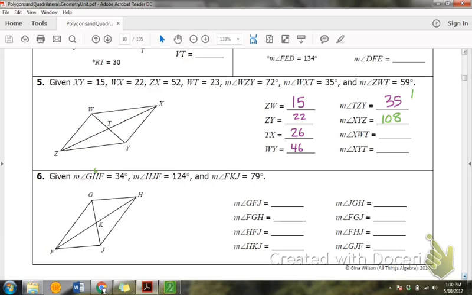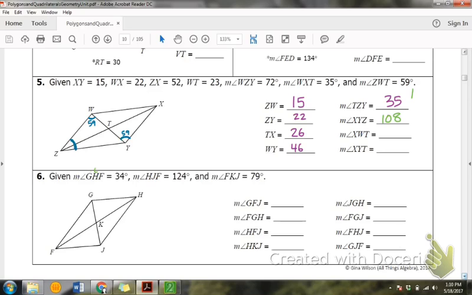Okay, angle XYT. Well, didn't they tell me up here ZWT is 59? Didn't they tell me this one's 59? What do you know about these two? They're congruent because they're alternate interior angles. And so when they're asking me for XWT, we'll get there in just a minute. We know that this one down here is 59.